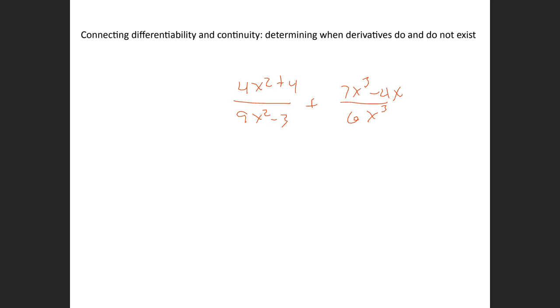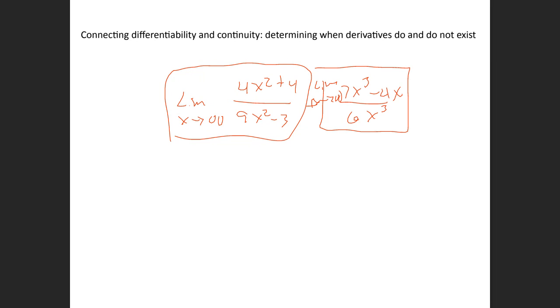Not a whole lot to do, because I could rewrite this as the limit as x approaches infinity of this problem here, plus the limit as x approaches infinity of this problem here. Well, this one, I've got 4x squared, 9x squared, x squared is my highest, so that's 4/9, plus, and then here, 7x to the third, 6x to the third, 3 is the highest power on both, so that's 7/6. If I just add that together, boom, I am done. Okay, so you can break limits apart. If there are two separate problems, you just find the limit of both of them separately.